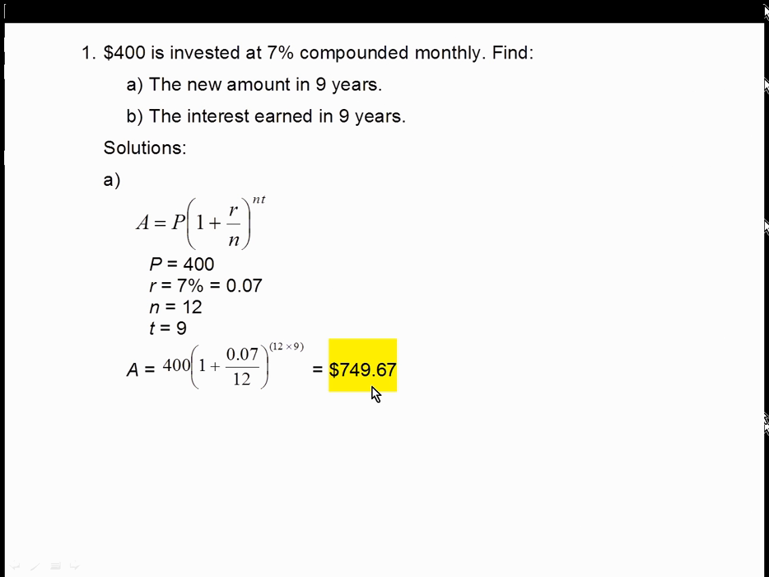Now please, the dollar symbol goes in front of the numbers, not after. For Part B, the interest earned, the interest is going to be the amount minus the principal. So I is A minus P, so 749.67 minus 400. You get $349.67 in interest. Since we're stuck with using a formula, the only thing that can change are the numbers that we give the formula.